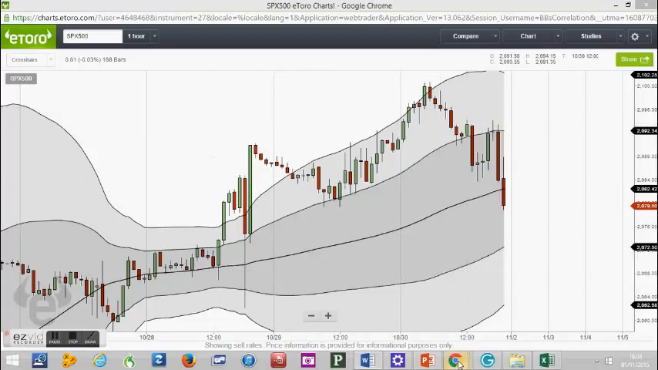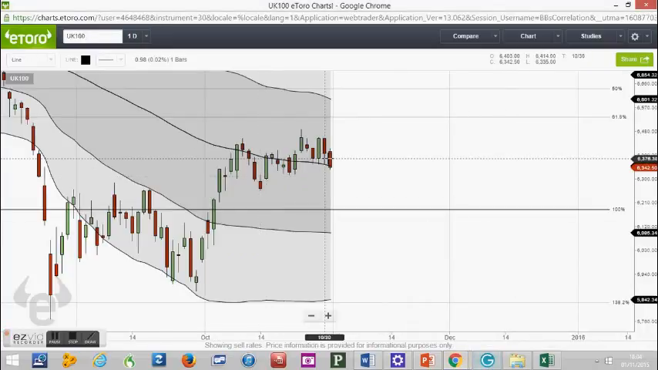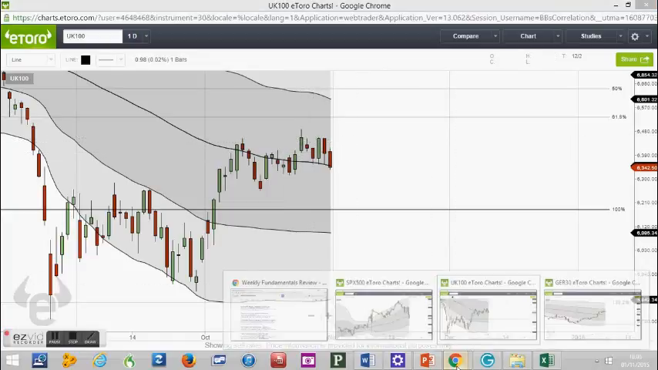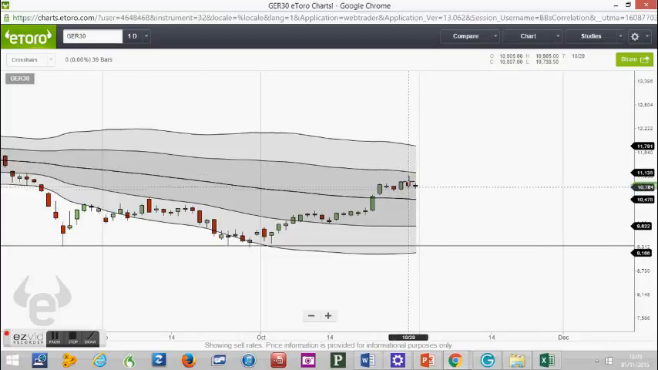So let's take a look at the UK 100. As you can see, strong day, bullish, straight up, ate that one completely, back up to the top of this tight price action. And then on the DAX as well, strong day, as you can see, bullish, boom, beat both of the last 2 days. Nice and strong.